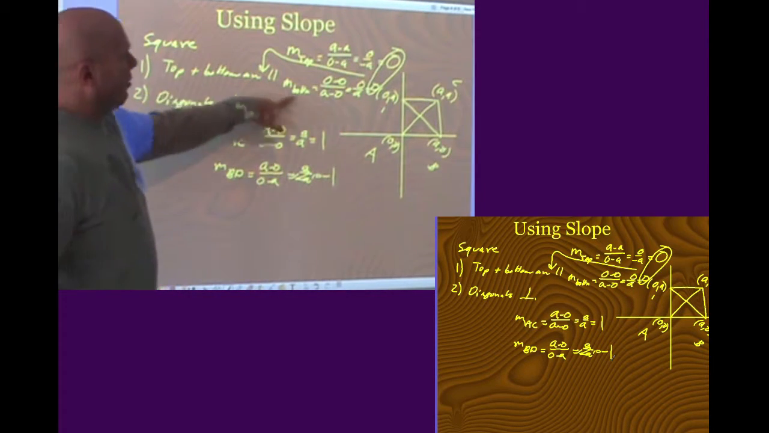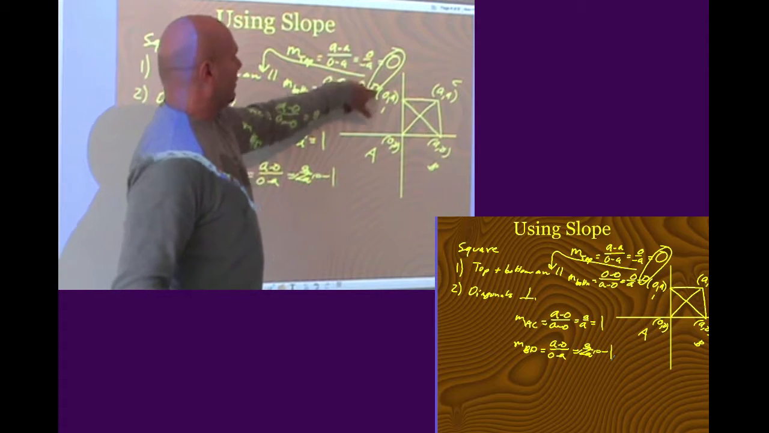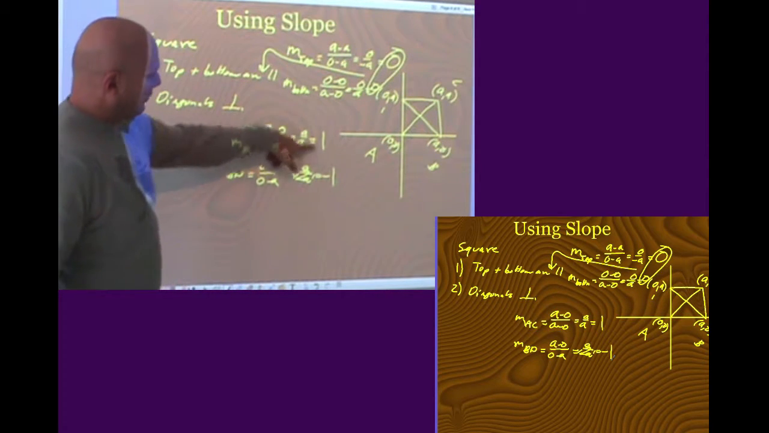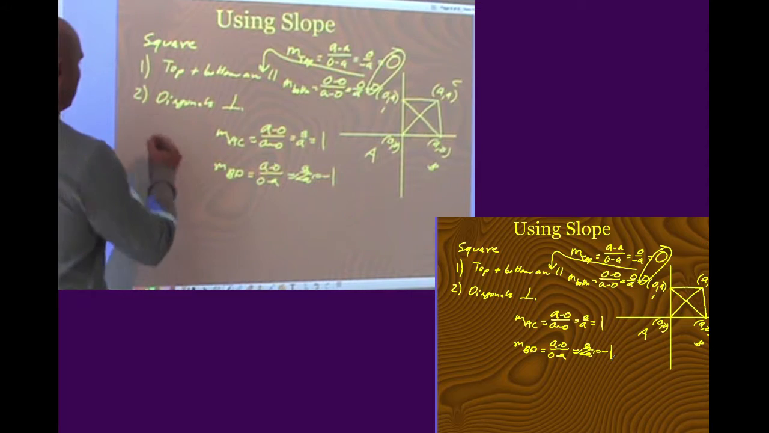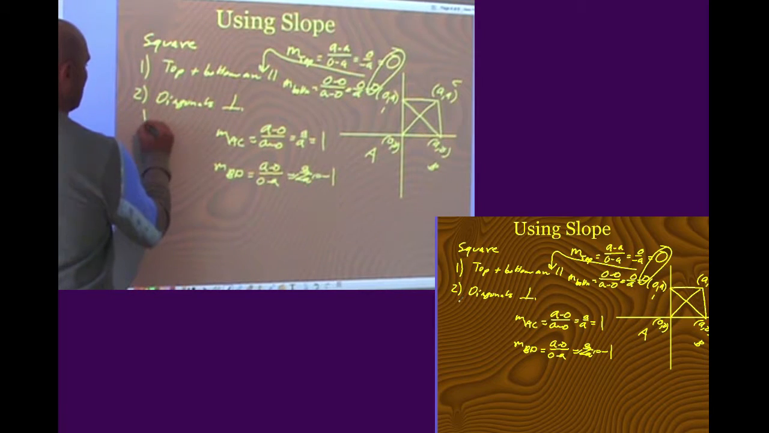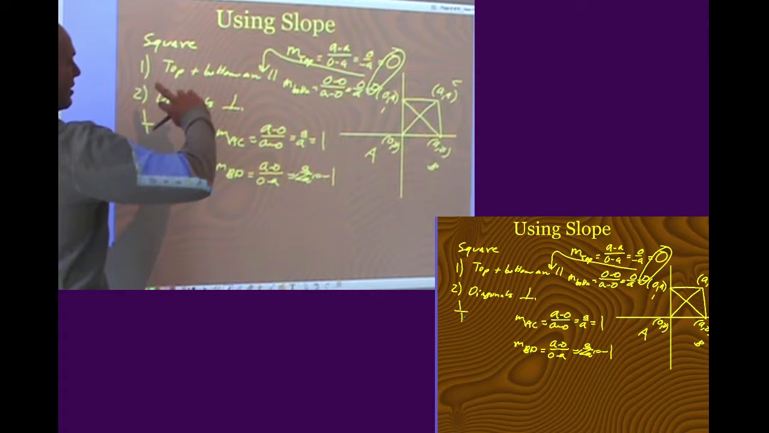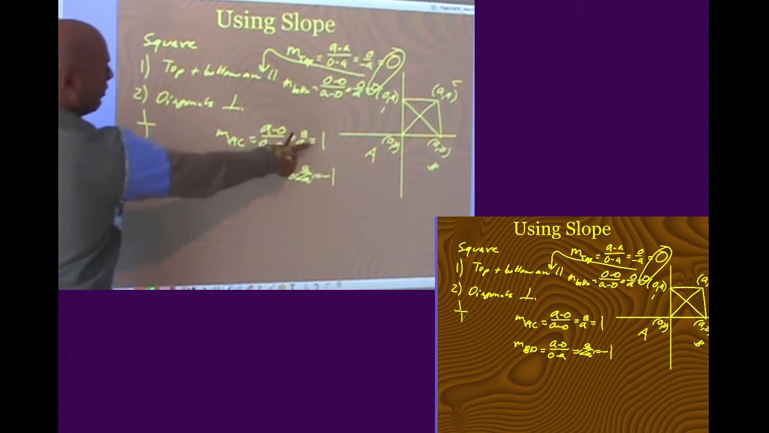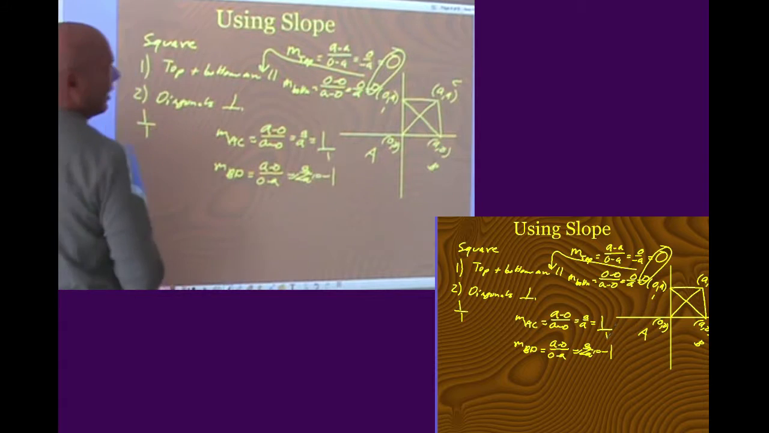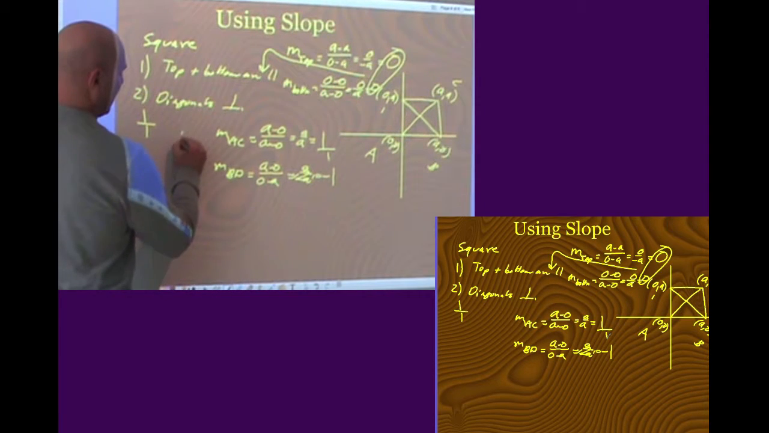Now, unlike parallel, where I'm looking for them to be the same number, what I'm looking for when they're perpendicular is that they're opposite reciprocals. So here's what that means. Opposite reciprocal means that you turn it into a fraction. Reciprocal means to turn it over. Well, 1 is technically 1 over 1. When you turn that over, it's still 1 over 1.